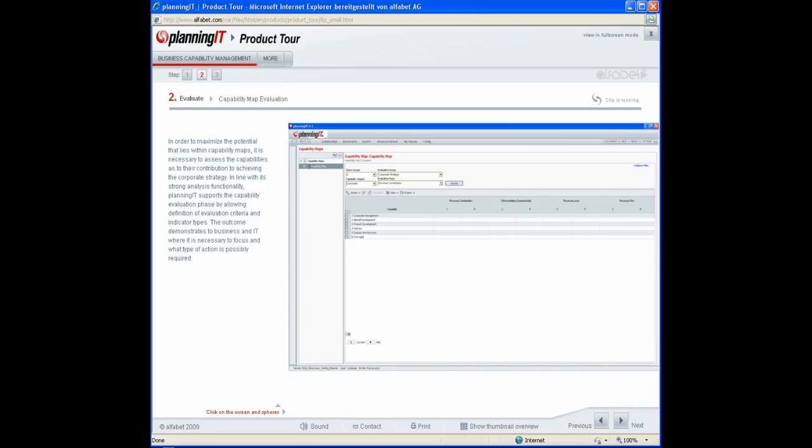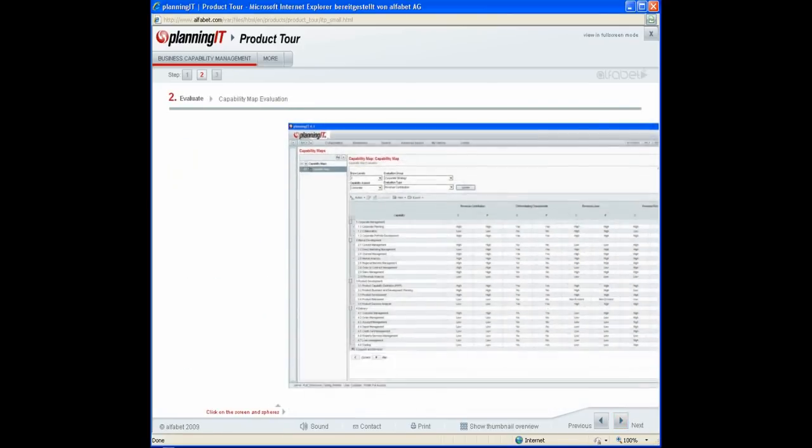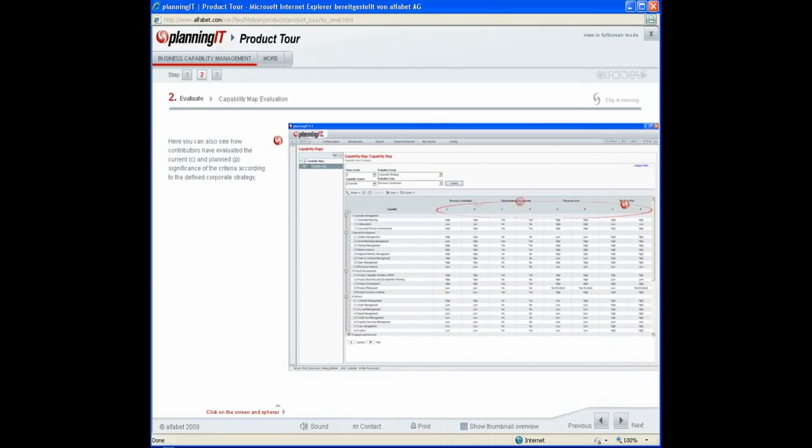is possibly required. In this capability map evaluation, we see some of the criteria defined for evaluating the business capabilities. The main category of these criteria, or evaluation type in planningIT, is revenue contribution. Differentiating characteristic, revenue lever, and revenue risk are part of this category. Capability Map Evaluation. Here you can also see how contributors have evaluated the current and planned significance of the criteria according to the defined corporate strategy.